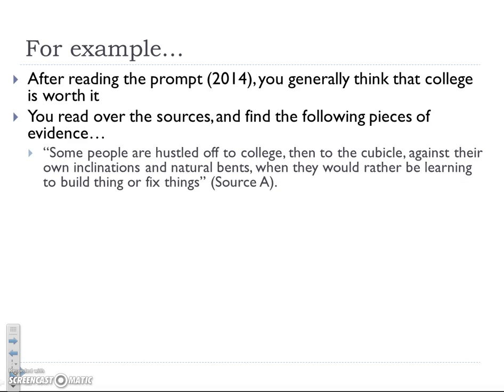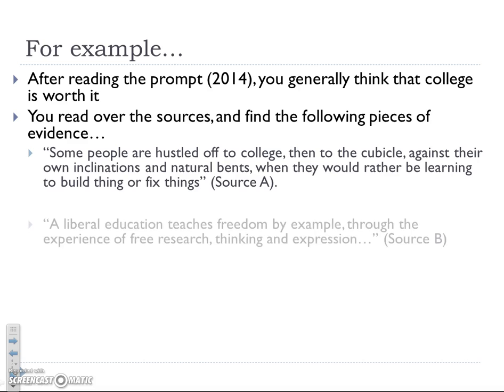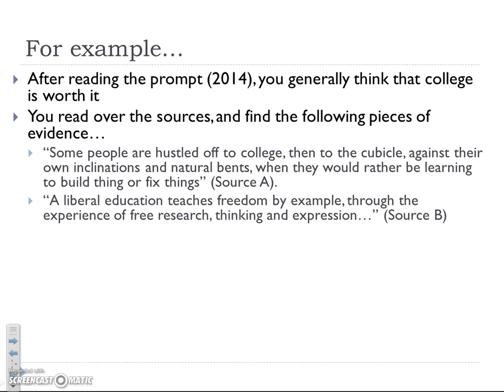This first example, "some people are hustled off to college, then to the cubicle against their own inclinations and natural bents when they would rather be learning to build things or fix things," comes from source A. I would use this to counter my claim that college is worth the money. This next one from source B, "a liberal education teaches freedom by example through the experience of free research, thinking, and expression." This really supports my claim because it says that a liberal education, or the kind of education you get in a college, helps you think better, think more freely.